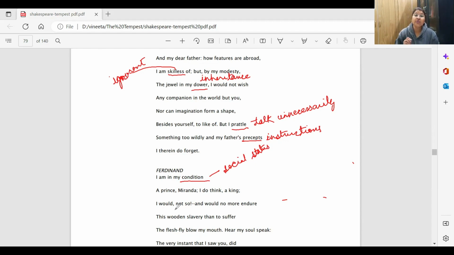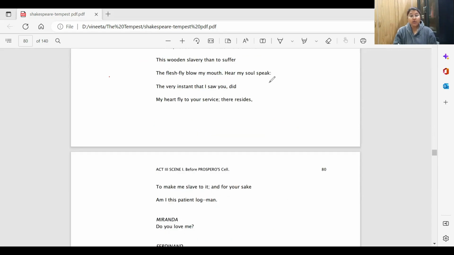"I would not so," though I do not wish to be so, "and would no more endure" means tolerate, "this wooden slavery than to suffer the flesh fly blow my mouth." He says, I would not tolerate this wooden slavery the way I will not tolerate any flesh fly blowing on my mouth. "Hear my soul speak." Now listen to my soul. All I am saying is coming from my soul. "The very instant that I saw you, did my heart fly to your service." The very moment I saw you, my heart flew to your service. It became your slave. "There resides, to make me slave to it." My heart lives there with you, and says it wants you to make me your slave. "And for your sake am I this patient logman." It is for your sake only that I have become this patient logman.